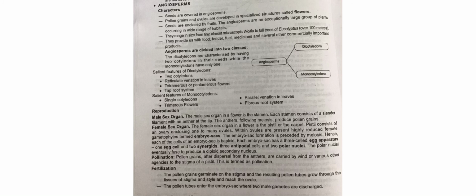Then if we see the flower, the flowers in dicot plants or dicotyledonous plants have either tetramerous or pentamerous structure. Tetramerous means 4 and pentamerous means 5. So individual units of flower are either 4 in number or 5 in number. If we see in monocot, they are 3 in number. That's why it is known as trimerous. Then lastly, the taproot system is found in dicot and fibrous root system is found in monocot.